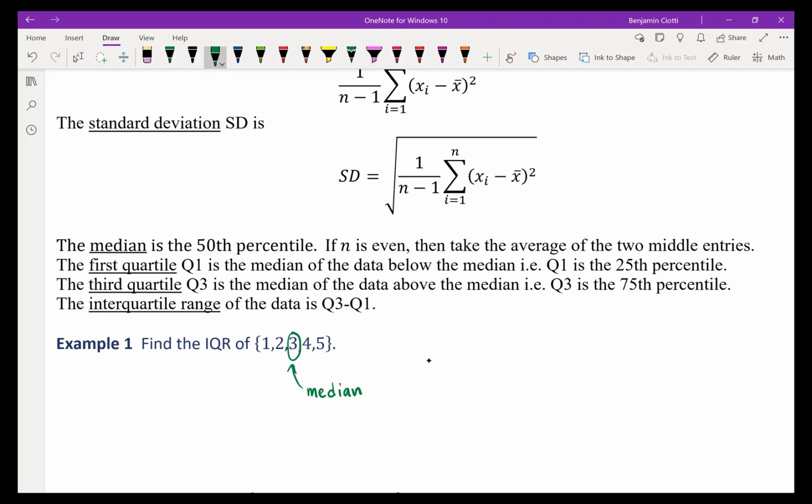In order to find the interquartile range, we're going to need to find the first and third quartile. The first quartile is the median of all the data that's below the median. The data that's below the median is 1 and 2. Hence, the first quartile will be the average of the numbers 1 and 2, which is 1.5.